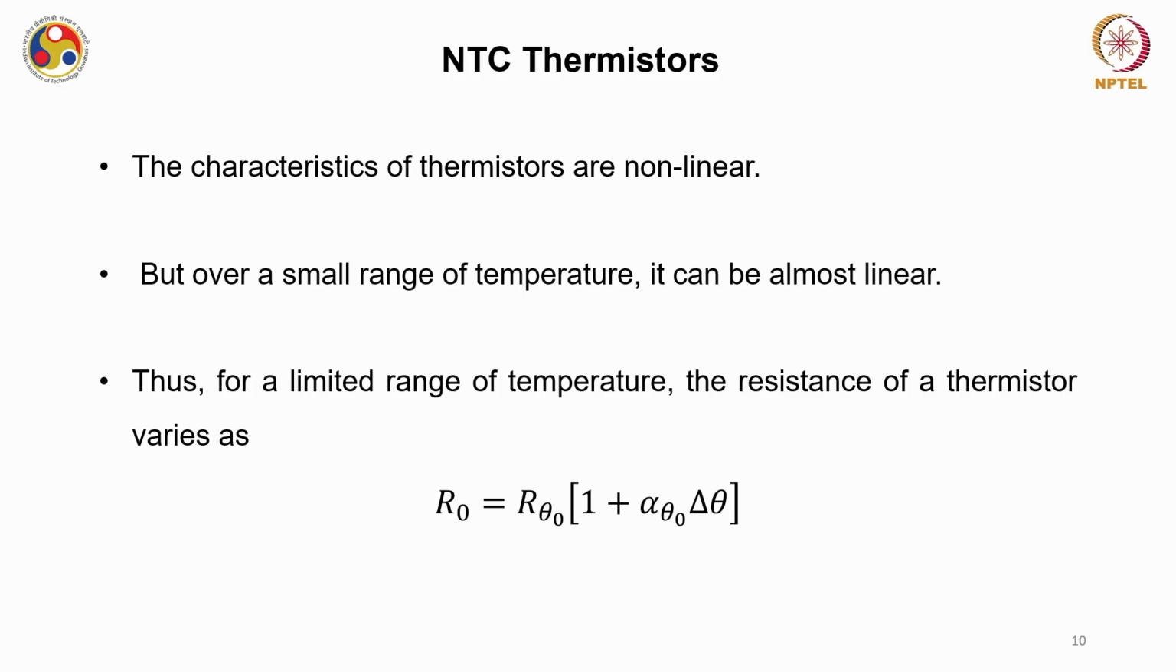Okay, so in this small range you will find a lot of entities that provide you a transfer function which is pretty linear. Therefore, for a limited range of temperature, the resistance of a thermistor, particularly for NTCs, you can write as R_θ = R_θ0 (1 + α_θ0 Δθ), where Δθ is the temperature difference.